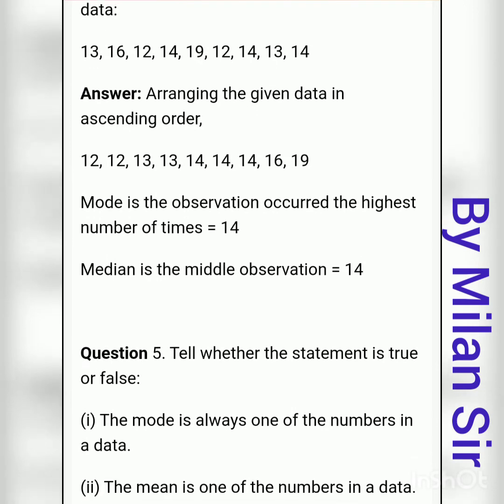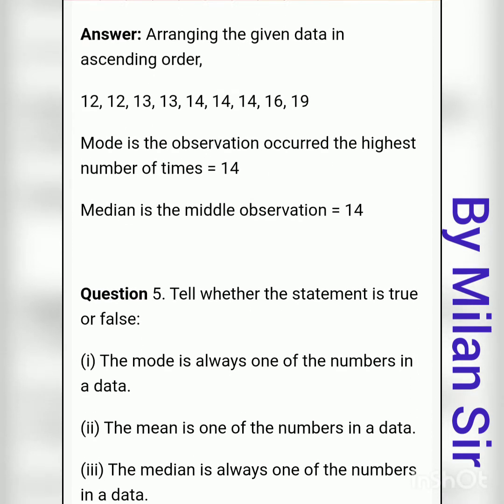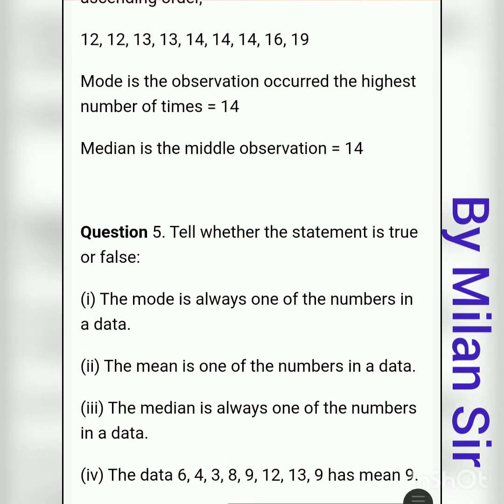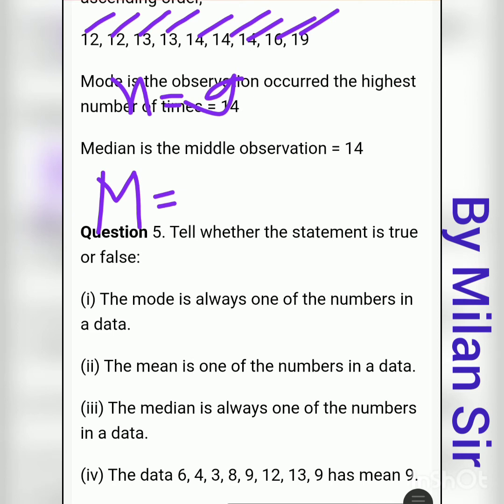After that, we need to find the median. For finding the median, first of all we need to find the total numbers: 1, 2, 3, 4, 5, 6, 7, 8, 9. So your n is equal to 9. Now we need to use the formula for median. M is equal to (n plus 1) by 2th observation.